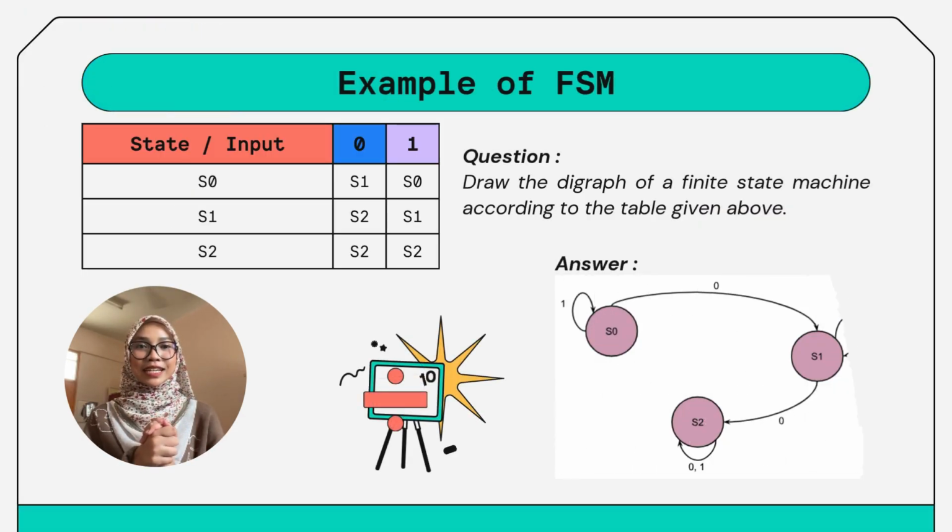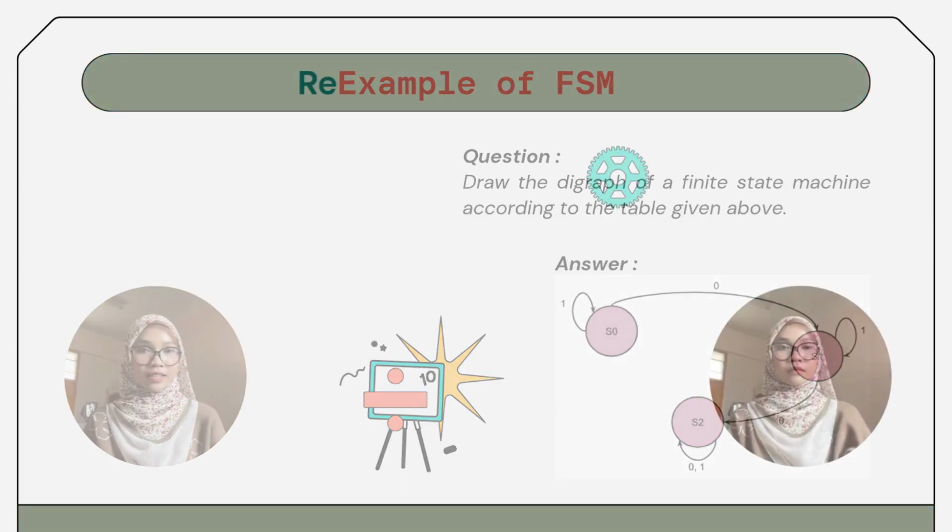Next, we will be discussing an example. Firstly, we will start in S0. If the machine reads input 0, it moves to S1. If it reads 1, it stays in S0. From S1, input 0 will go to S2. Input 1 will stay in S1. Once it reaches S2, every input, 0 or 1, loops back to S2. So S2 is a sticky final state.